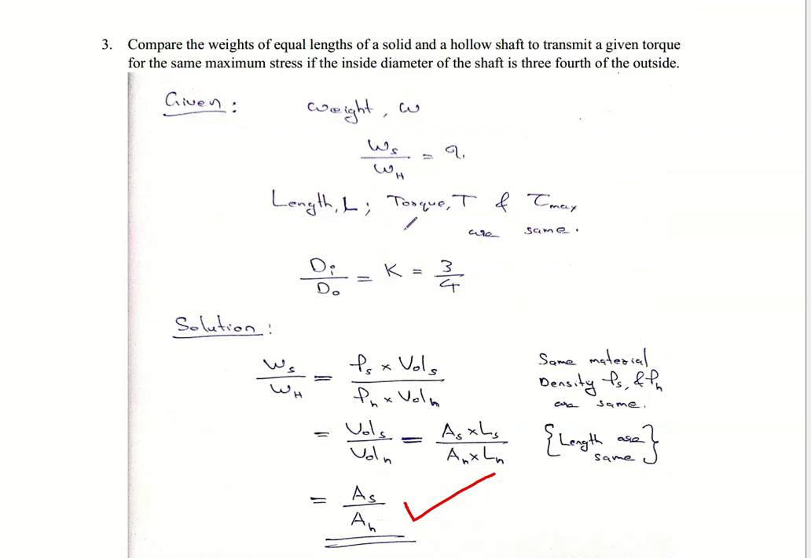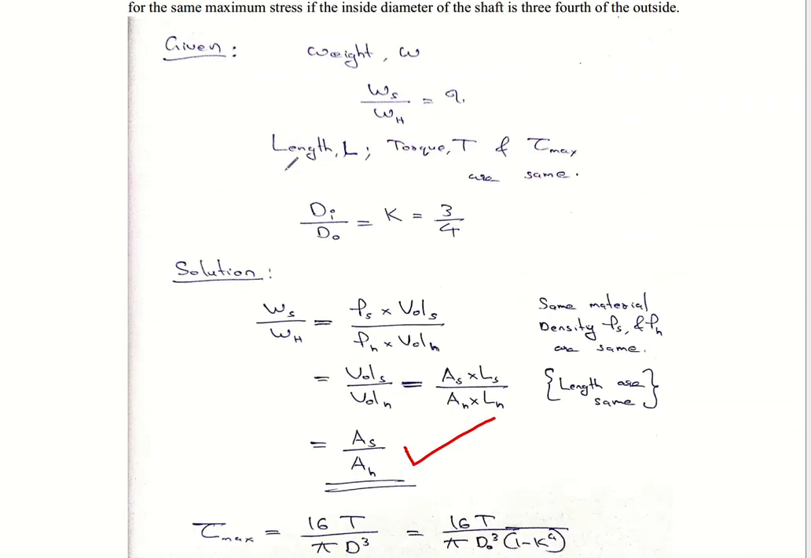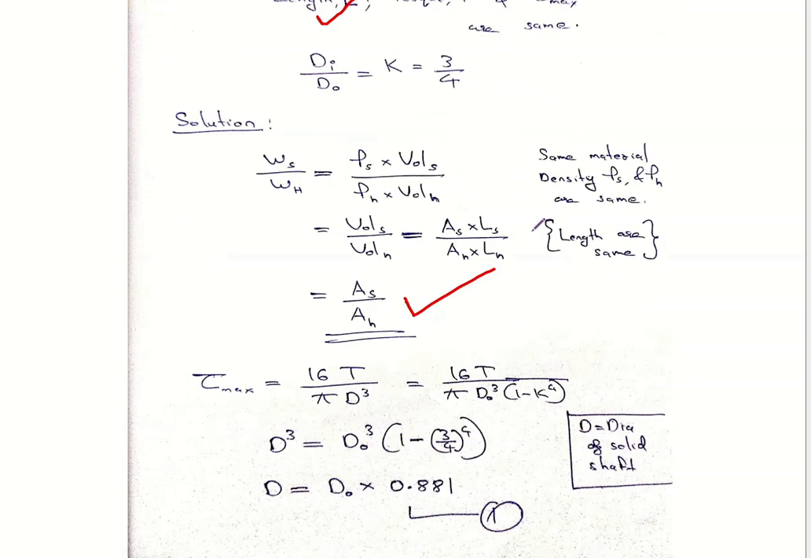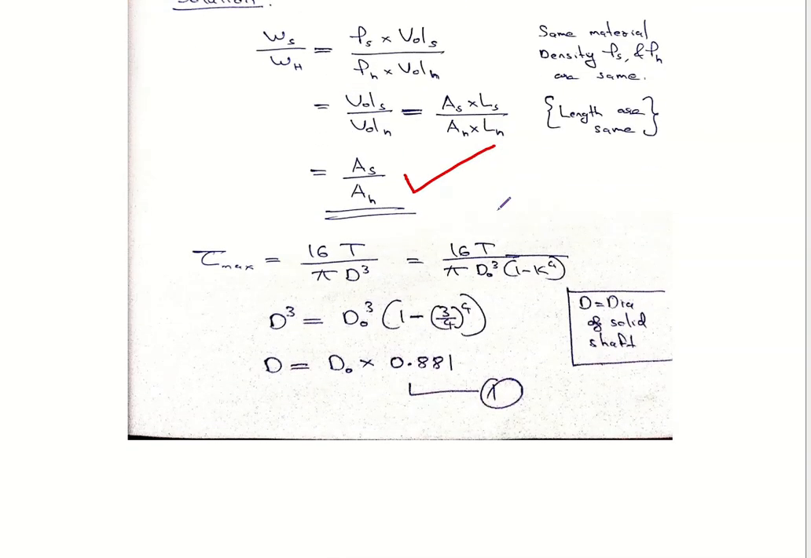That is, the equality of length is already utilized in our previous steps. Now the tau max and T are same. That is given in the question. So to utilize that equality, I will be taking this equation. That is, tau max is the same for both the shafts.